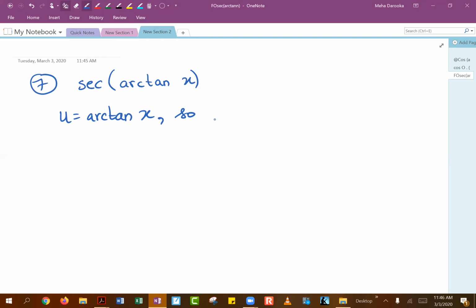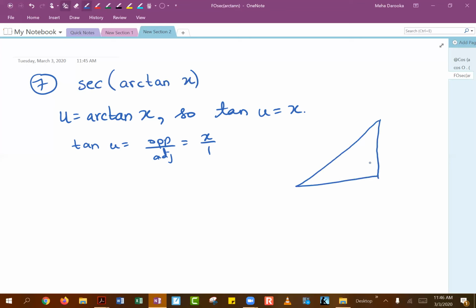Very nice. Tangent of u equals x. So again, we know the tangent function can be written as opposite over adjacent. So that would become x over 1. So use your right triangle here again. Let's say this is angle u. So your opposite side is x, adjacent side is 1. So what will be the hypotenuse then?